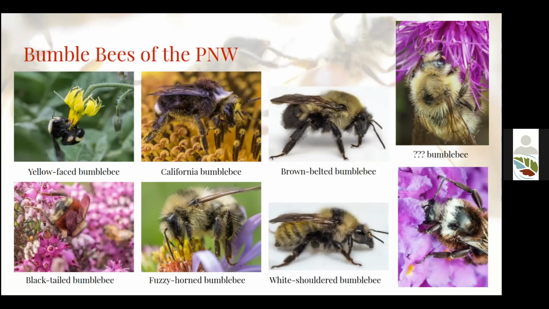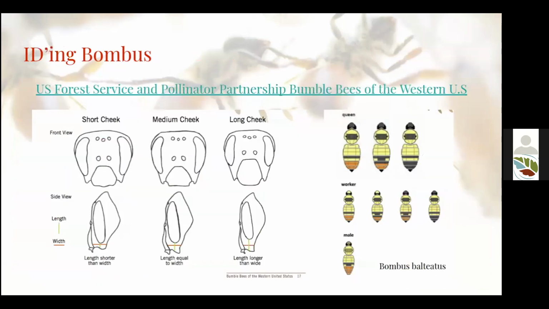But there are some tools that you can use to help you in identifying. And one of those is this U.S. Forest Service and Pollinator Partnership Bumblebee Guide to Bumblebees of the Western United States. And this is linked out. Here are just a couple pages or a couple of shots out of that guide.